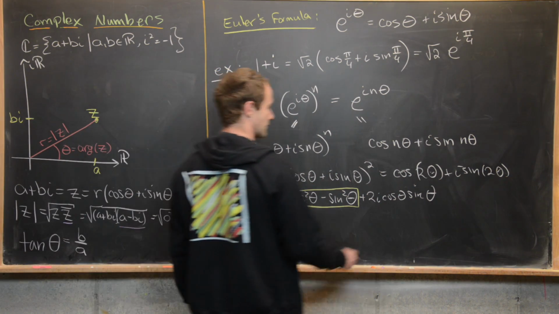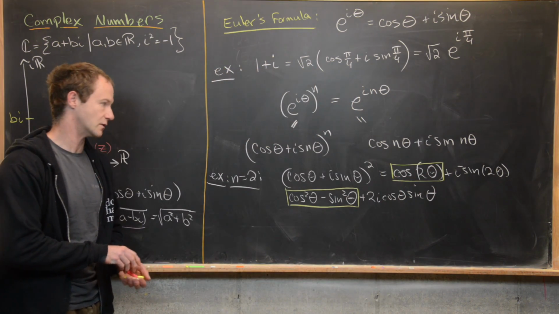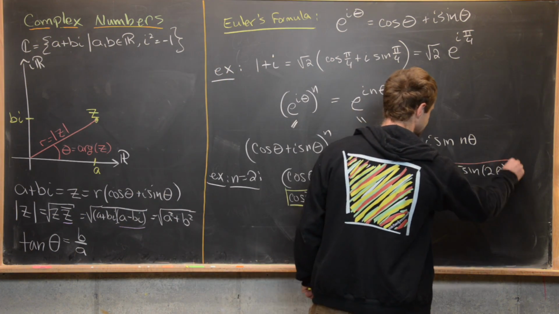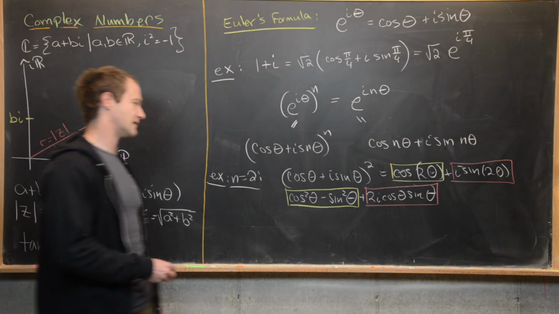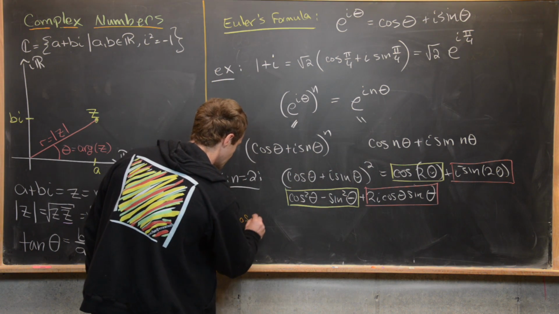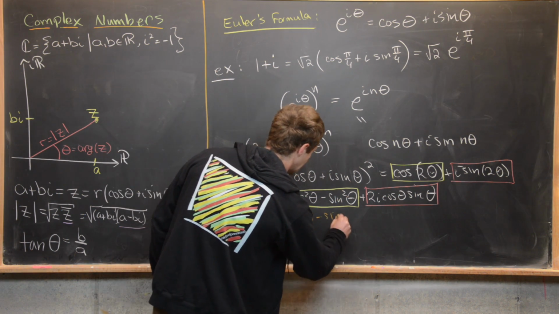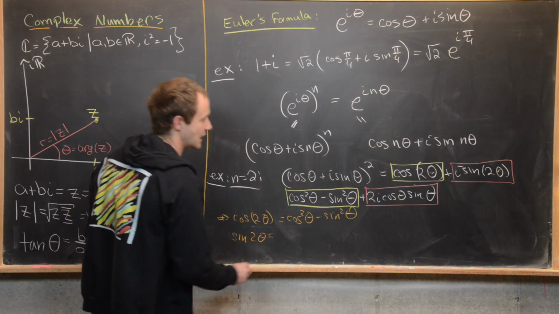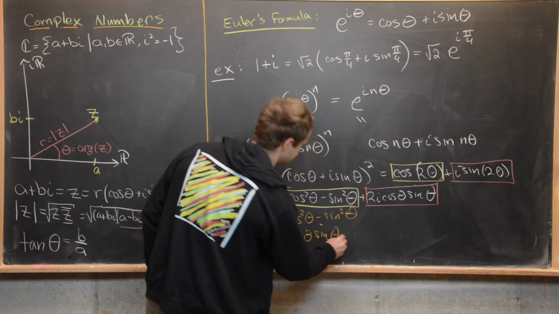So here we've got cosine squared minus sine squared. So that's going to be cosine 2 theta. So those two are equal. And then we know that 2i cosine theta sine theta is going to be the same thing as i sine 2 theta, just by extracting real and imaginary parts. So now we could write down that this implies that cos 2 theta equals cos squared theta minus sine squared theta, and also that sine 2 theta equals 2 times cos theta times sine theta.